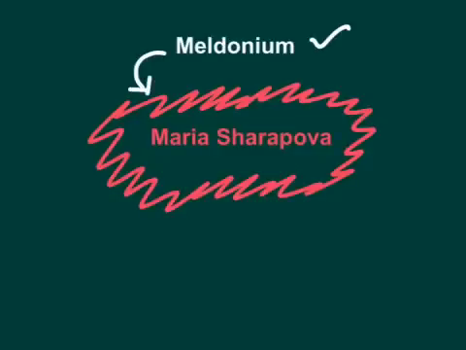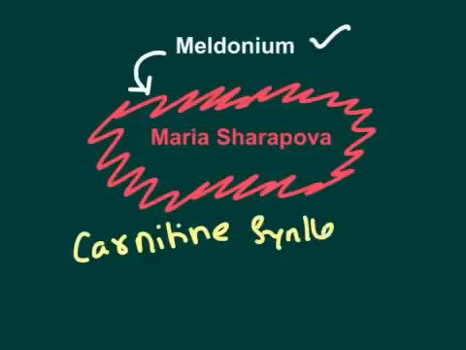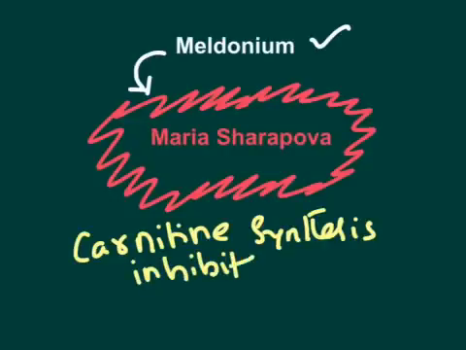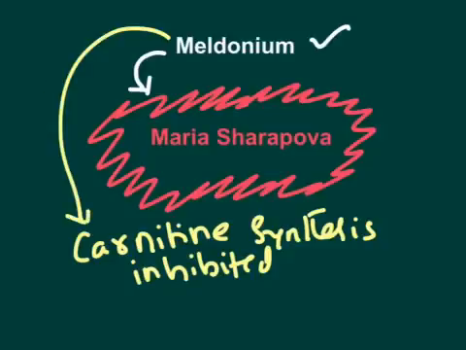Meldonium basically inhibits the synthesis of carnitine. Carnitine synthesis is inhibited by Meldonium because it is going to inhibit some of the enzymes involved in carnitine biosynthesis in the liver. By inhibiting carnitine biosynthesis, the overall availability of carnitine will be less. It means during exercise, transport of fatty acids into the mitochondrial matrix will be reduced.